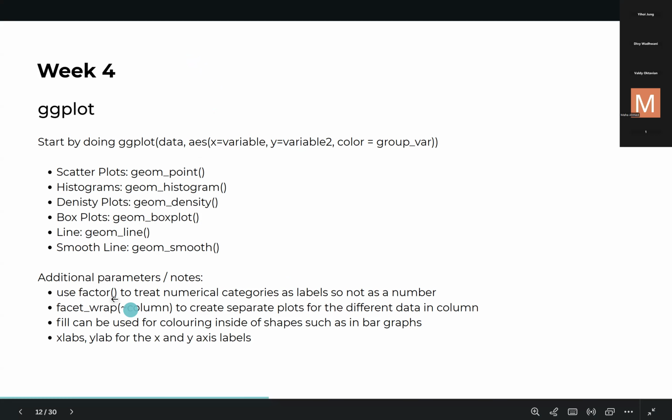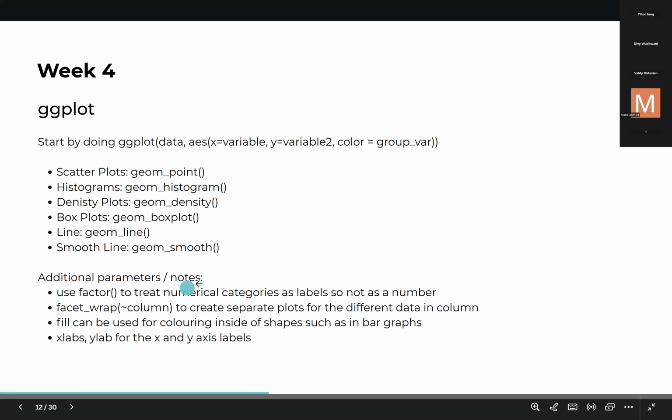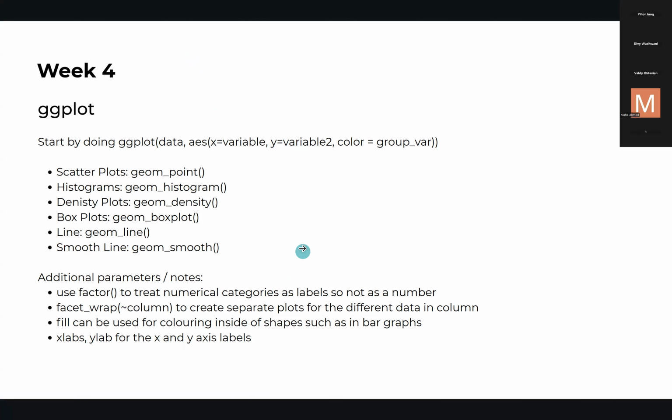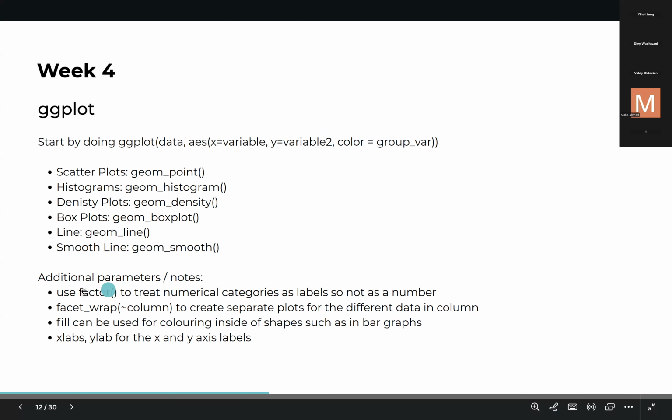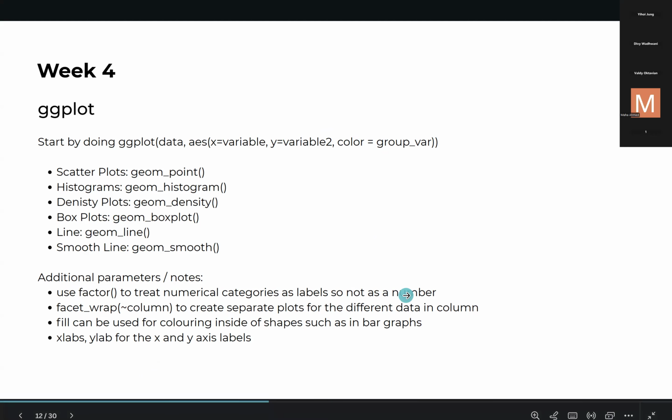Then there are certain things that you should remember for your labels. If you have numerical labels, like 0, 1, 2, 3, 4, then generally ggplot will treat it as a number. That means that if it's 0, 1, 2, 3, 4, it'll be different shades, like gradients. But if you don't want gradients, and the numbers represent different labels, then you need to use factor before the variable you put inside. So just put factor inside. This will make it so that, instead of numbers, they'll be treated as individual labels.